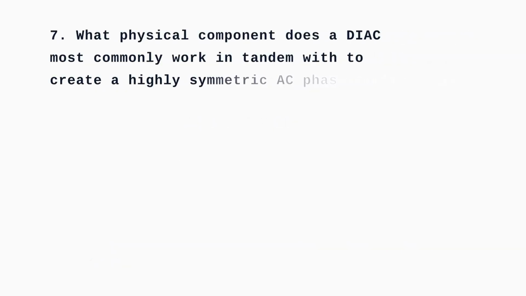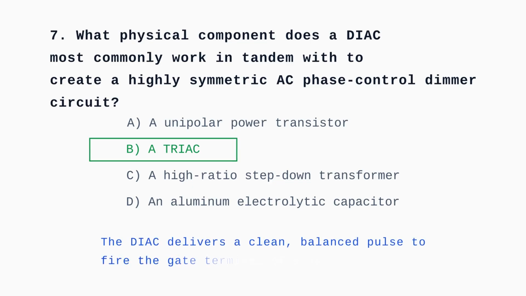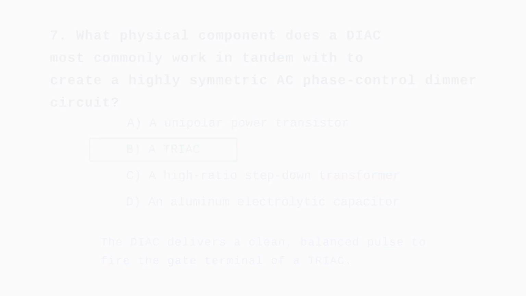Question 7. What physical component does a DIAC most commonly work in tandem with to create a highly symmetric AC phase control dimmer circuit? DIACs are most frequently used as matching trigger partners placed in series with a TRIAC's gate to ensure symmetrical firing across both halves of an AC wave.